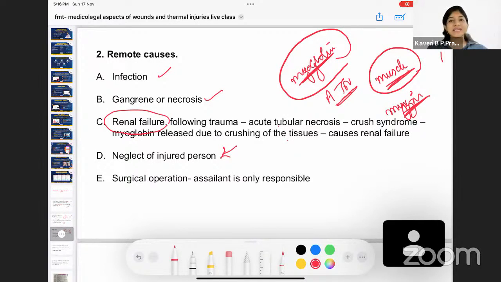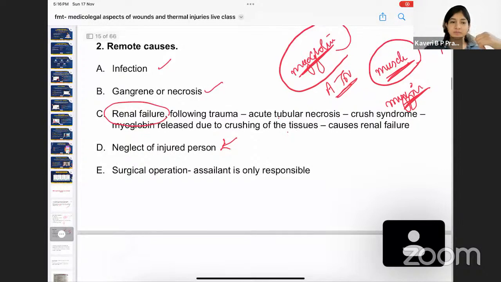And if the person is neglected, is not taken proper care of, doesn't get any medical attention, that could also be a cause of death. So these are the various remote causes. So to repeat, remote causes are nothing but infection, gangrene, necrosis, renal failure, and neglect of the injured person.